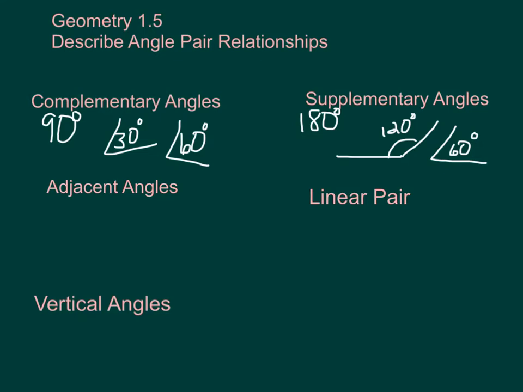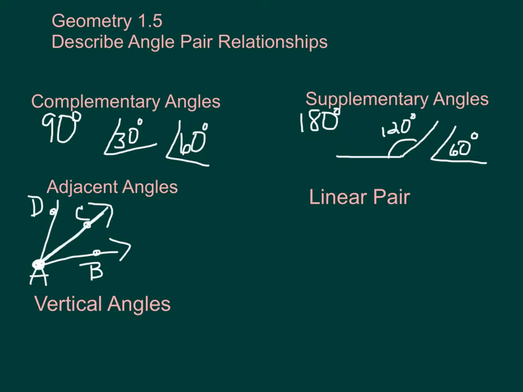Okay, now adjacent angles have three characteristics. They must share a common vertex. We'll call this vertex A. They must share a common side. We'll call this side AC. We'll have this side be AB, and this can be AD. Okay, so these are adjacent angles because they share this common side, AC.